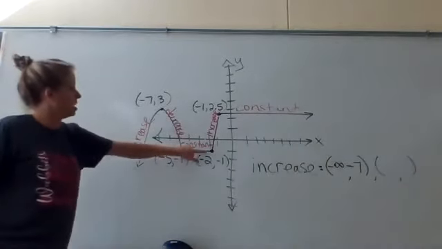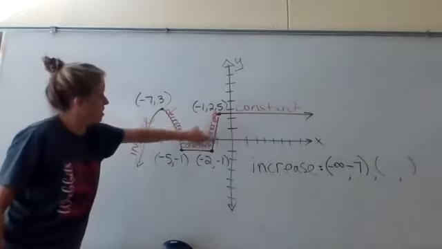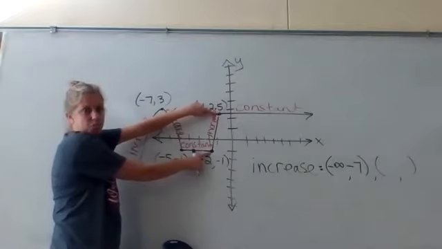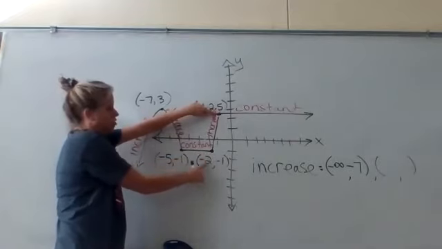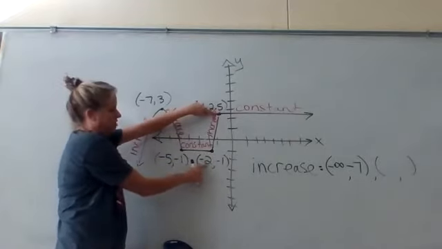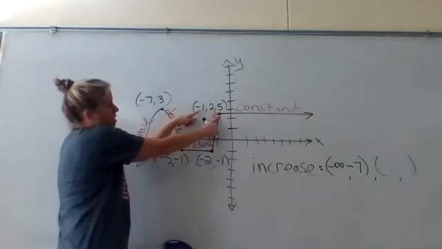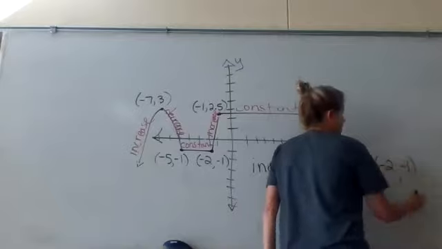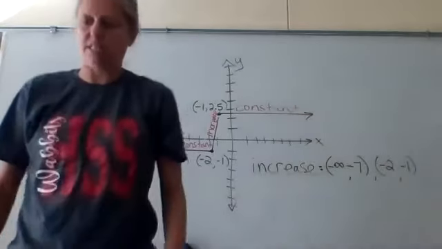Let's see, decrease, constant. Here's another increase. So it increases from this point to this point. Using the x coordinates, it starts increasing at -2, and then it goes up until it gets to -1. So from -2 to -1 is the other increase.